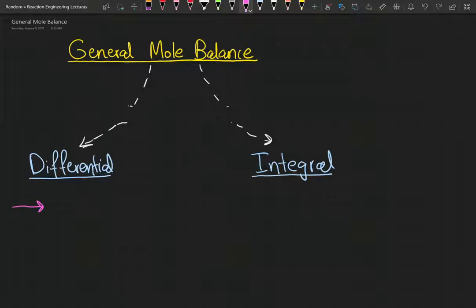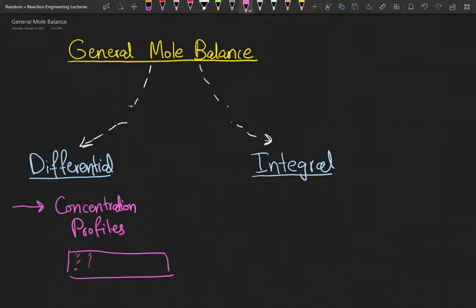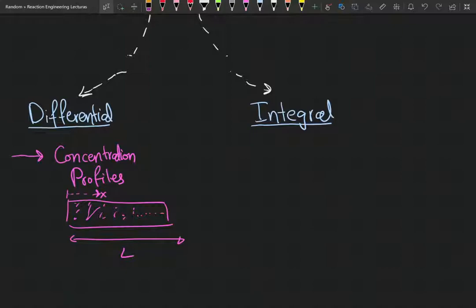Differential balances give concentration profiles. They give concentration profiles for a mass balance, for a mole balance. For example, I have a tubular reactor and I want to know how the concentration of my reactant varies as I go from one end to the other. Okay, that's a concentration profile, intuitively speaking. I want to see how my concentration, which is more concentrated here, how does its concentration decrease?